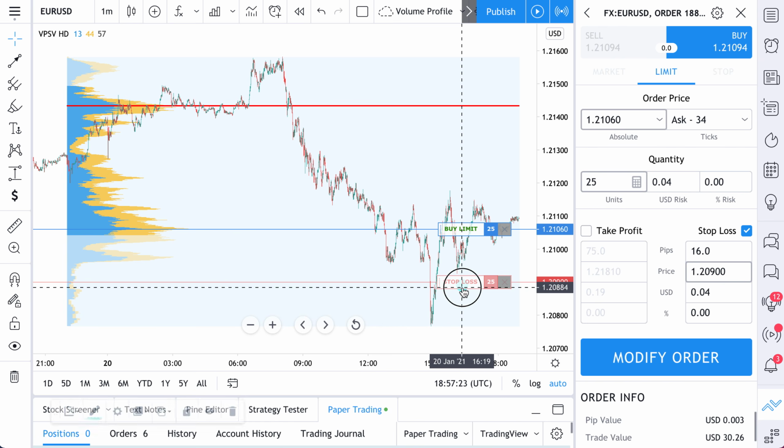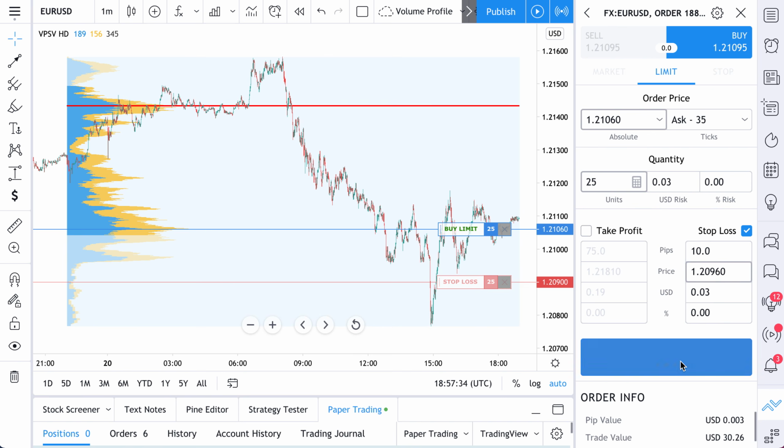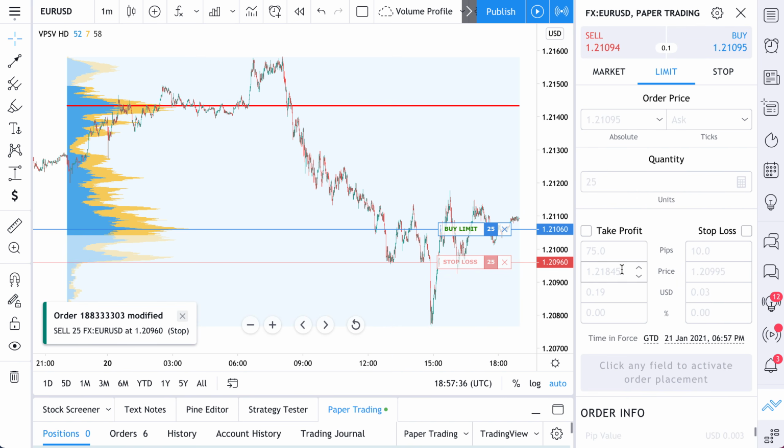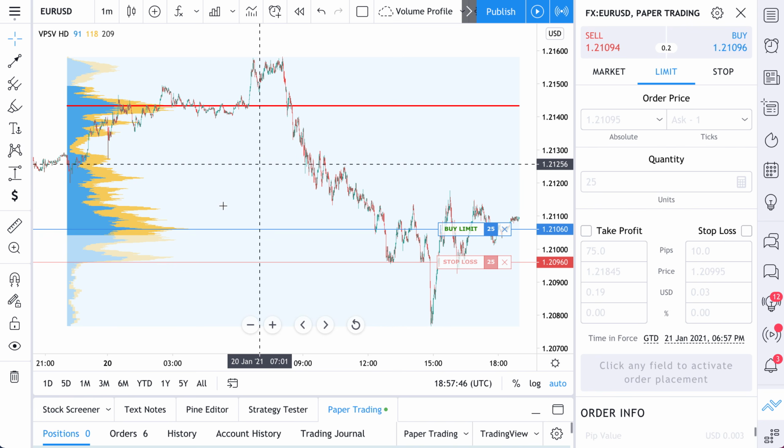Remember, you can just modify your order by clicking. We'll delete this highlighter tool. 1.2096. Modify order. There we are. And so if it breaks through this high volume node and enters into this region, we want to be out. So that is how you can use the session volume HD.